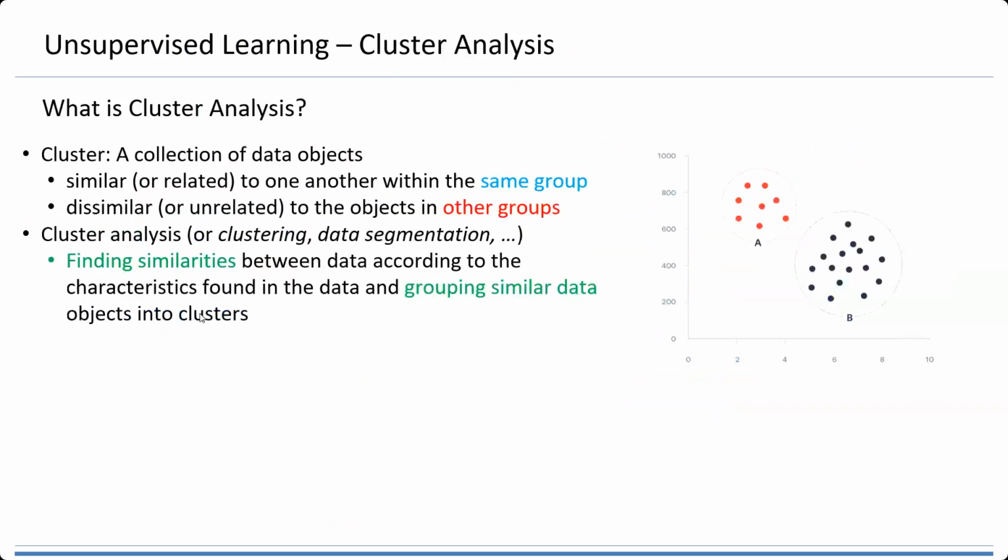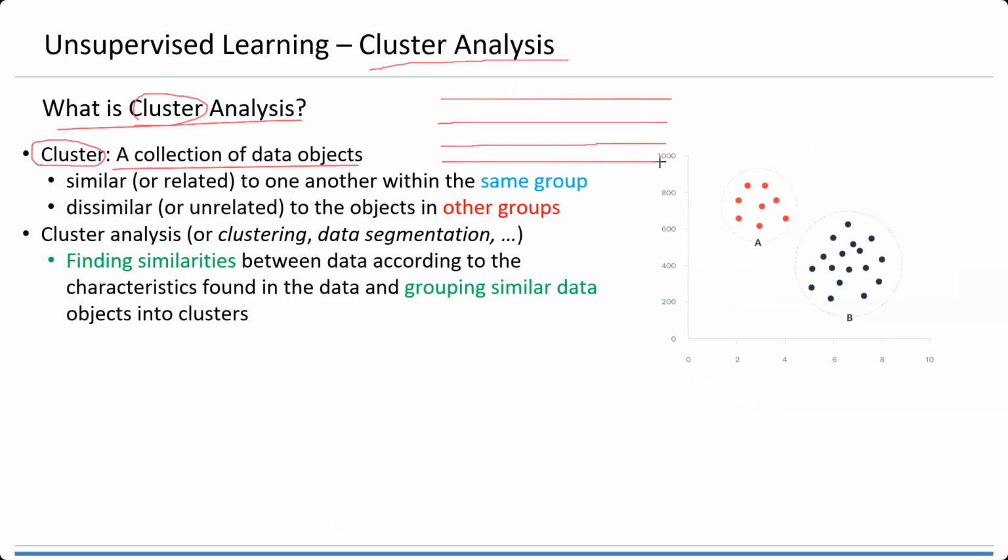In unsupervised learning, we also call it cluster analysis. So what is cluster analysis? It is to create clusters. What is the meaning of cluster? A cluster is a collection of data objects. Data objects means one row, two rows, three rows, four rows. So this is one object. This is object number one, object number two, object number three, object number four.